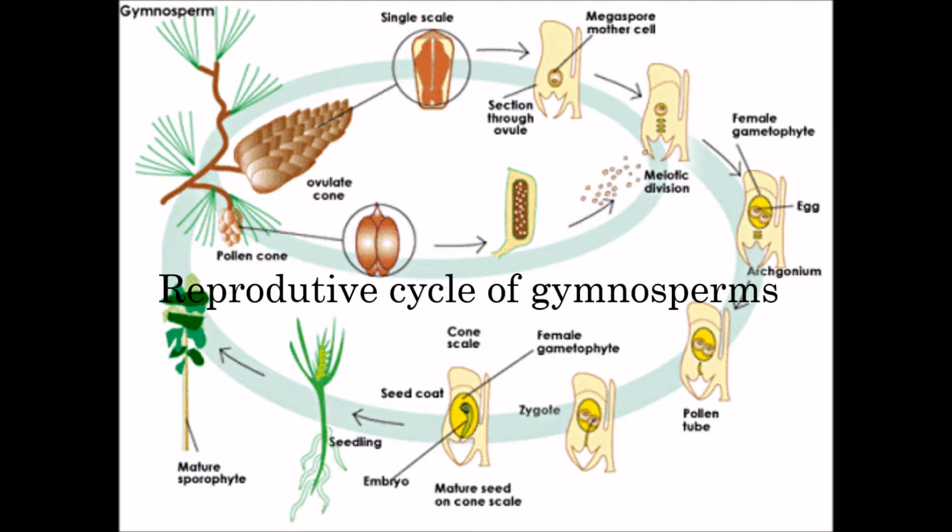The zygote develops into an embryo, and the ovule expands and becomes a food supply for the embryo. The ovule's exterior hardens to become a protective layer known as the seed coat. At a specific time interval, the female cones split open, releasing the fully developed seeds.